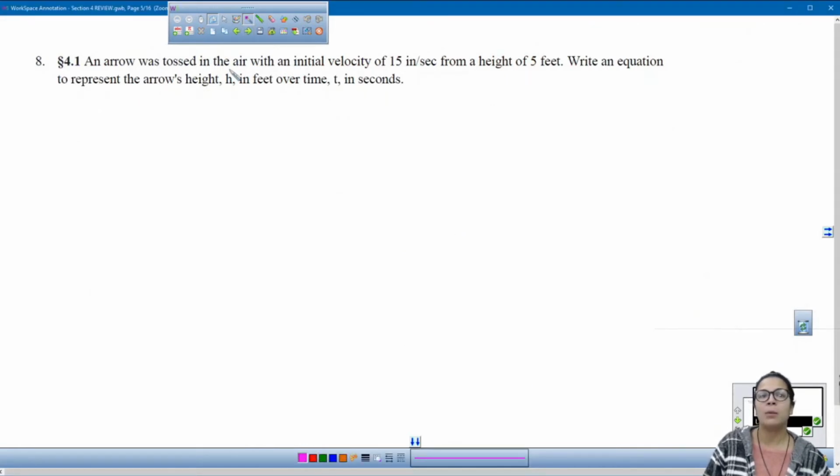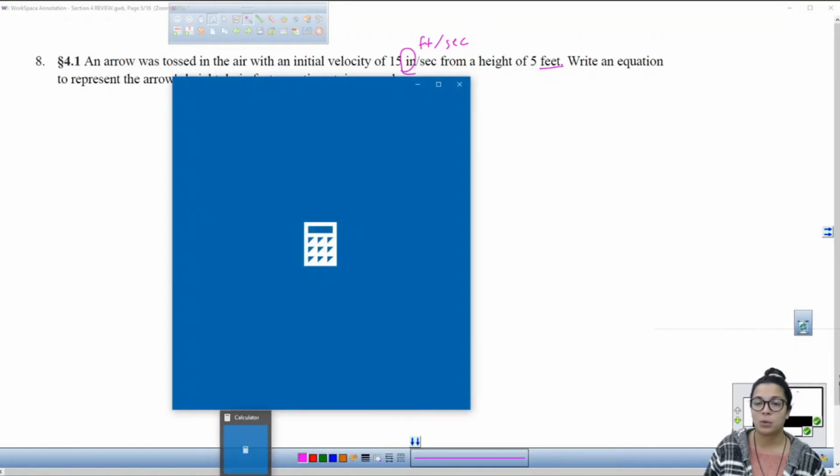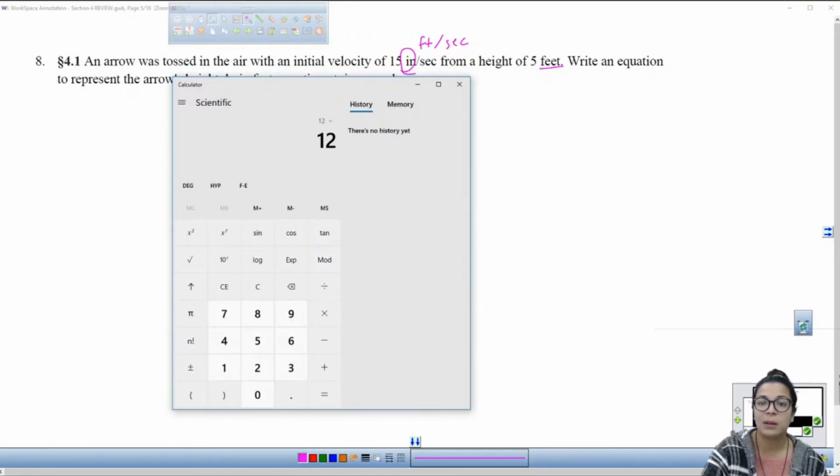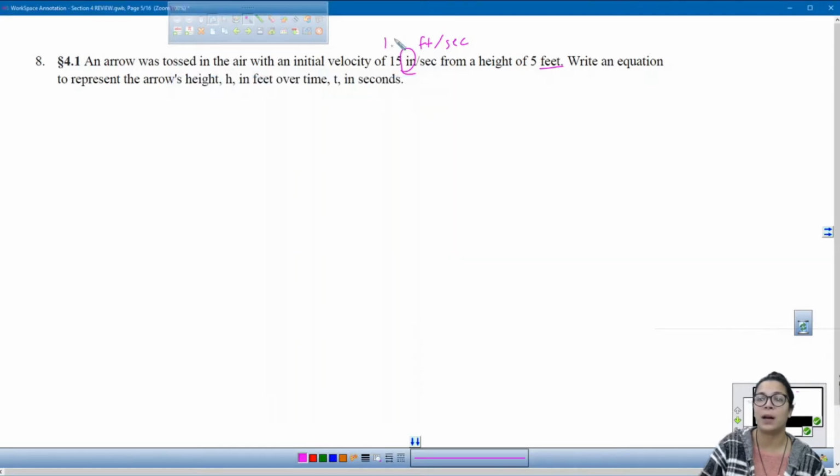So number 8, an arrow was tossed in the air with an initial velocity of 15 inches per second from a height of 5 feet. Okay, I already see an issue. The velocity is in inches, okay, and the height is in feet, okay? 15 inches per second. So if you want to change that to feet per second, how do you convert inches to feet? Well, if I had 12 inches, what I would do to convert that to feet is I would divide by 12, and that would give me 12 inches equals 1 foot. So if we have 15 inches, we're going to divide by 12, and we get 1.25 feet, okay?